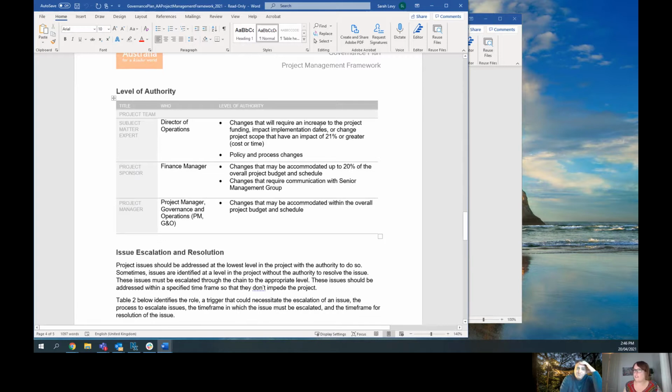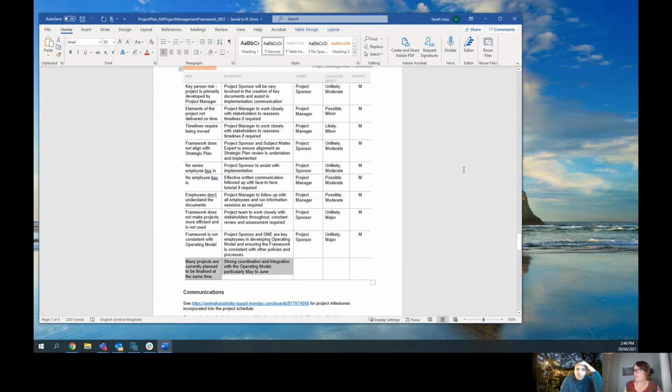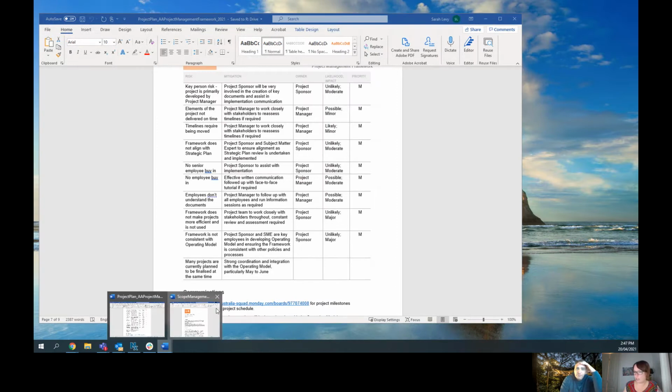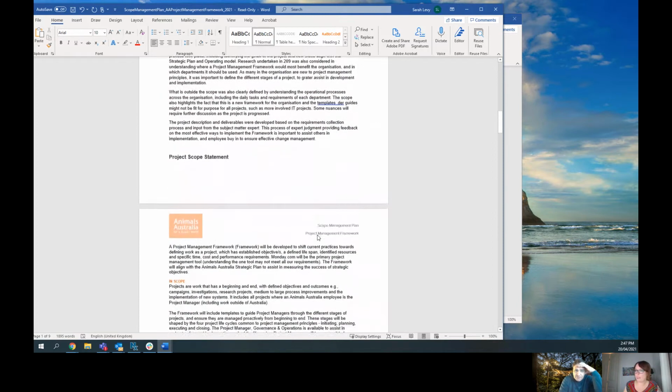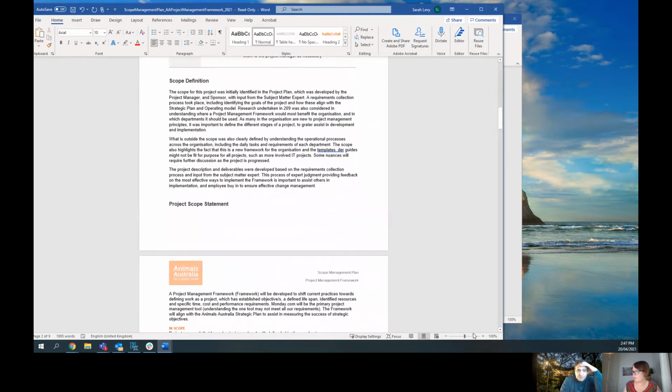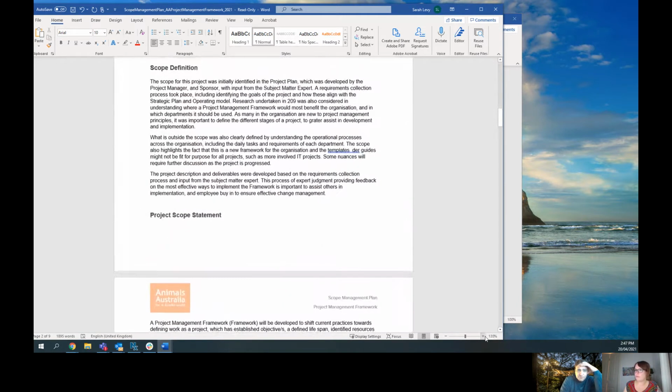So, scope of the project. We'll go out of the governance plan now and jump into the scope management plan. Yeah, we just increase the size a touch. So, understanding what is in and out of scope.